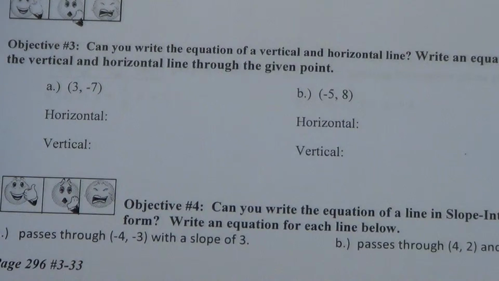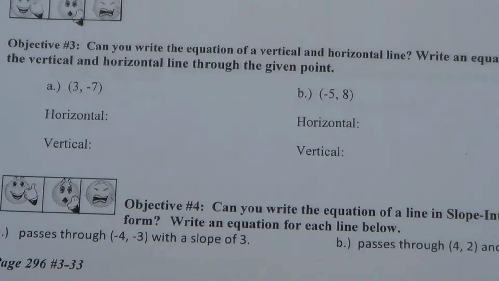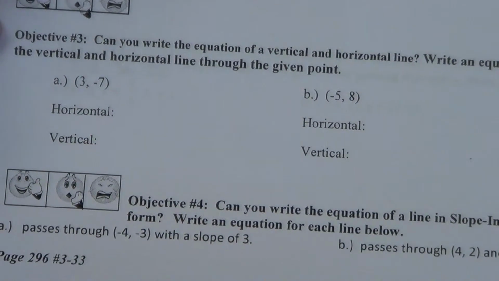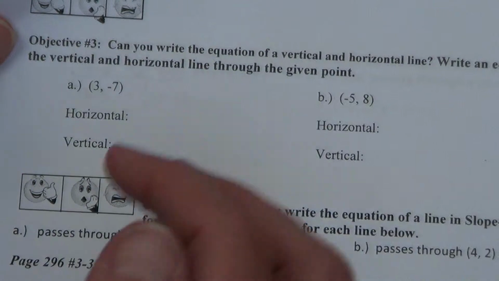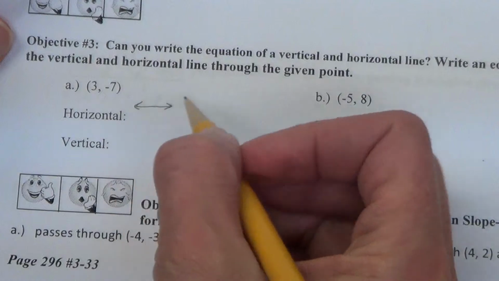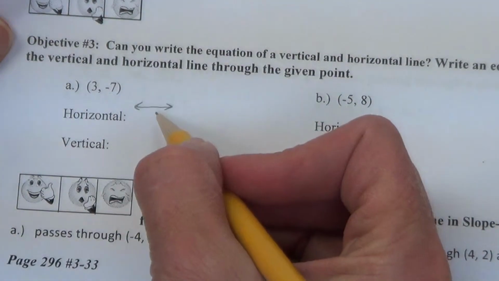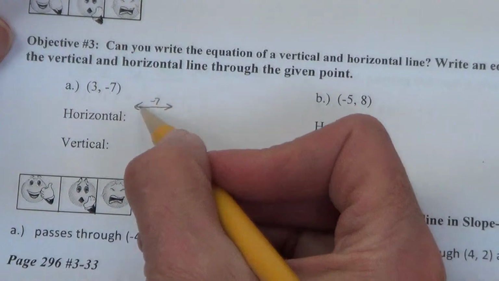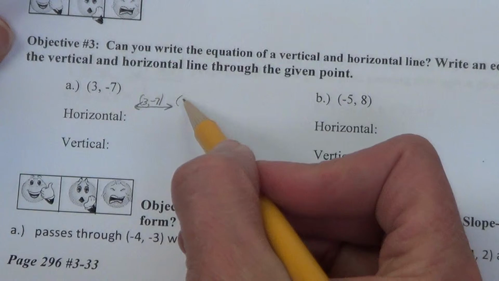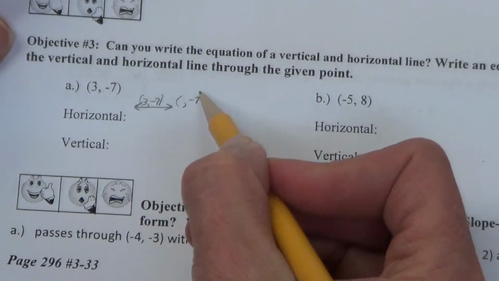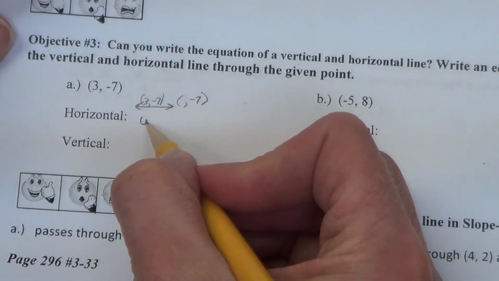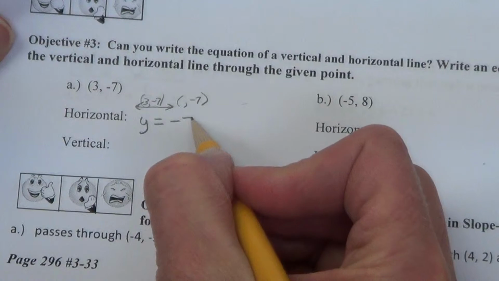Can you write the equation of a vertical and horizontal line? Write an equation for a vertical and horizontal line through the given point. Well, if it is horizontal, it's going this way. That means that it would go through the y value at -7. If we think about it, all the y values will be the same because it's always going at that level on the y-axis. So a horizontal line is y equals -7.